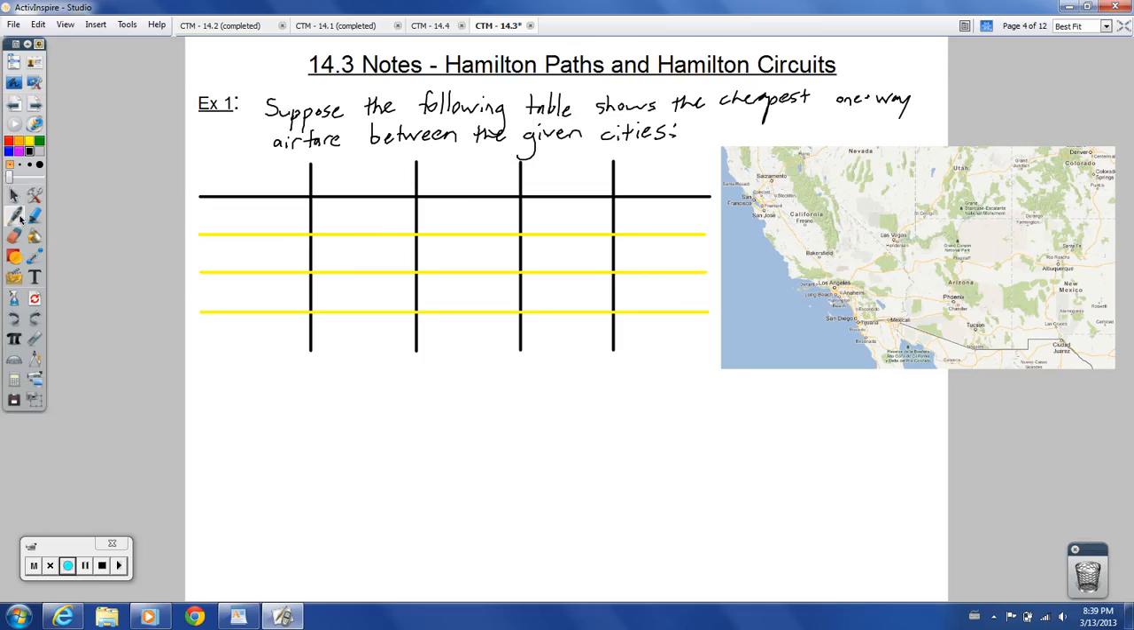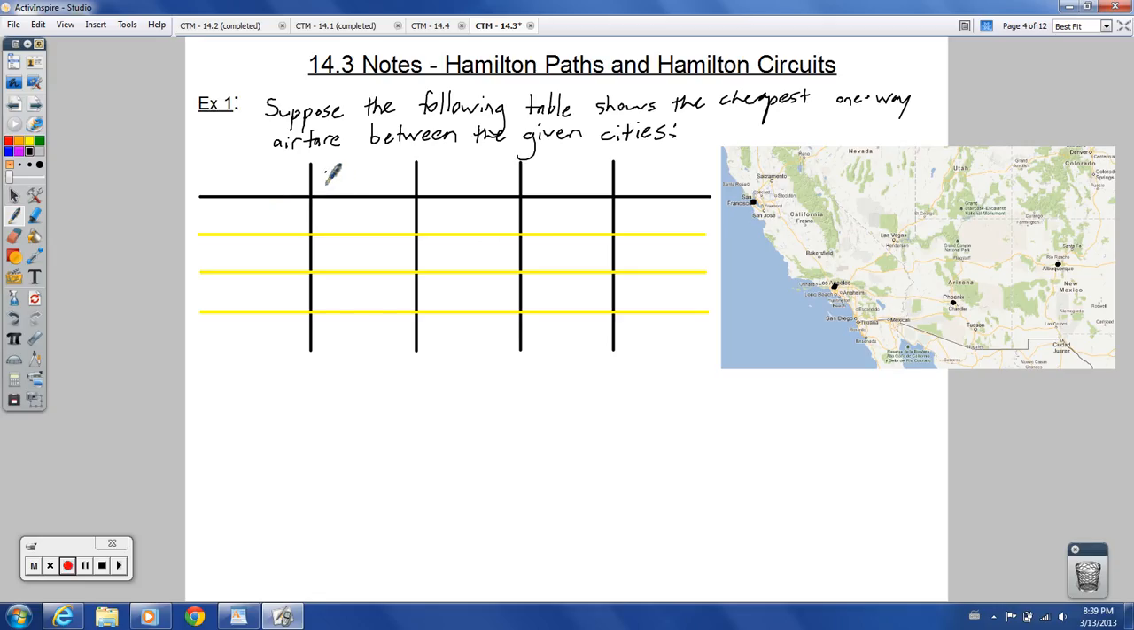And we're going to find the distances between, or not the distances, but the airfares between Los Angeles here, Albuquerque in New Mexico, Phoenix, and San Francisco. Okay, so this is our graph. We've got 4 vertices, and we're going to be connecting those with edges, each city to each other city, and we're going to find the airfare between each one.